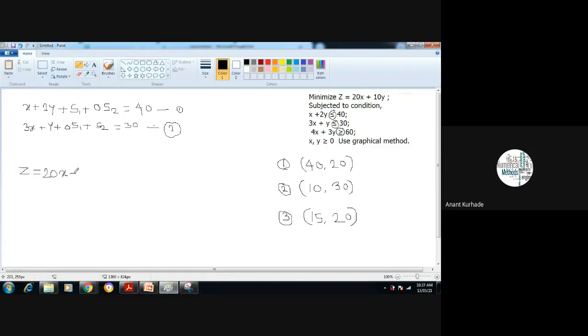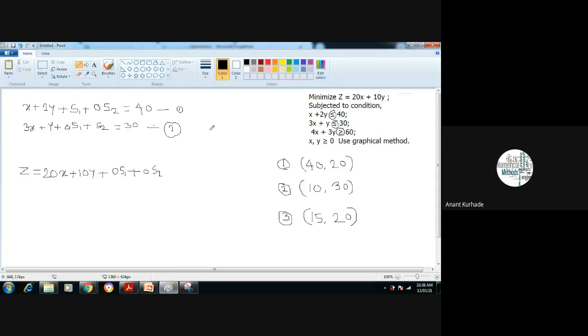20x plus 10y. Then again you have to add s1, s2 in this objective function in such a way that it will not affect its original value, it will not affect the profit. So you have to take the coefficient of s1 here, 0 s1 plus 0 s2. This is important, and we require this in actual calculation.